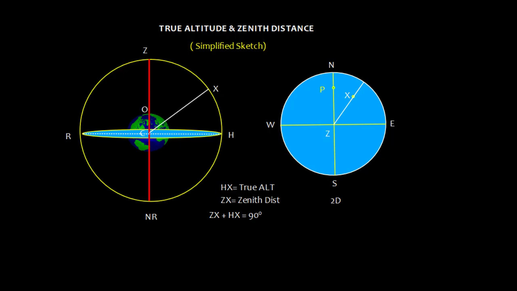So in the simplified way, again I am showing here, this is the true altitude, this angle, and this angle is zenith distance. Alright, so how it has to be shown here? This is the true altitude here, this is the true altitude, and this is zenith distance, this is zenith distance.